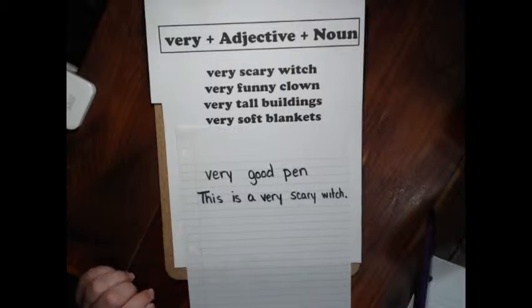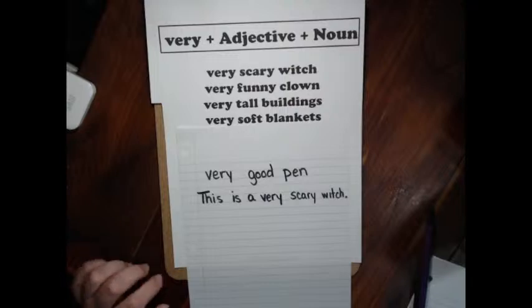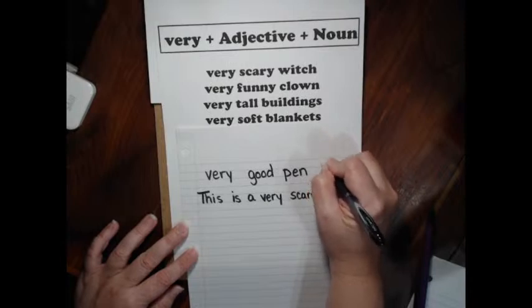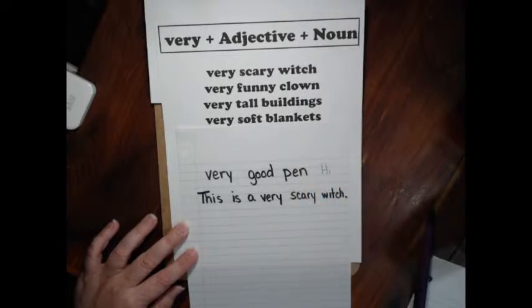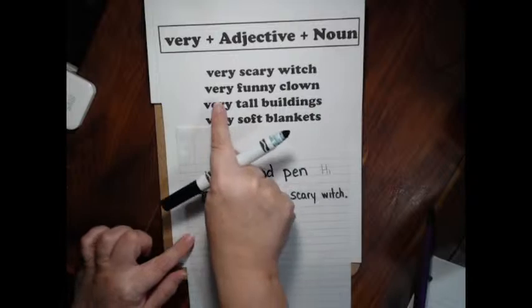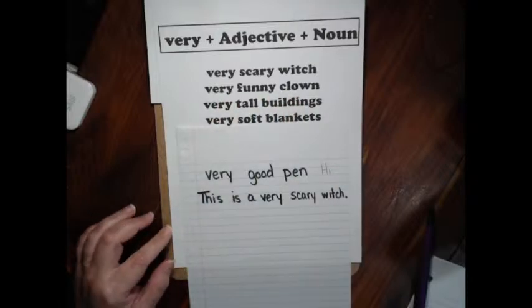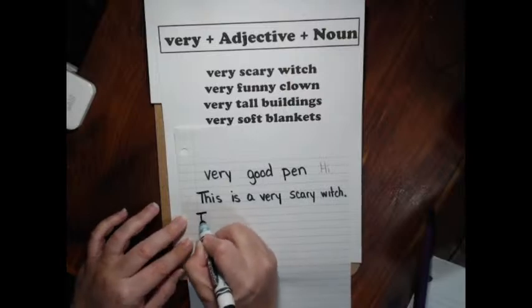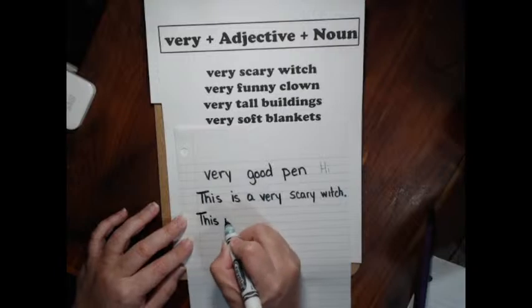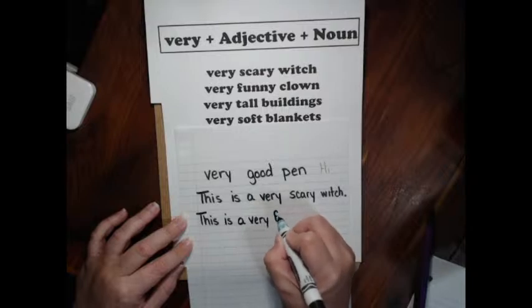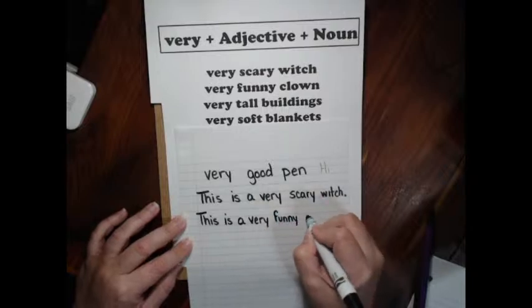I'm having trouble staying within the lines with this big marker, but I want you to be able to see it. Actually, let me write. I don't think you're going to see it if I write with my regular pen. Okay, that's what I wanted to see. Okay, how about a very funny clown? What would we use? Yes, we would use this is a very funny clown.